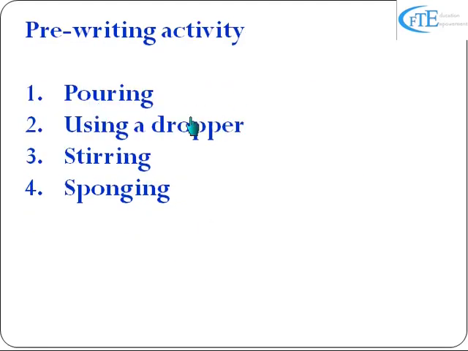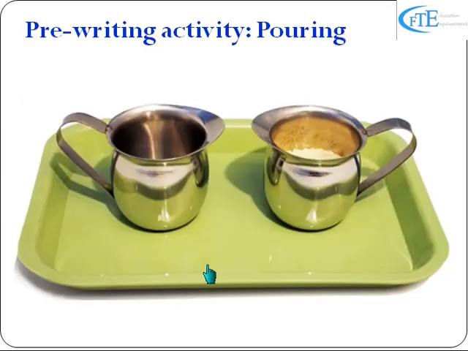Pre-writing activities: pouring, using a dropper, stirring, sponging. All these will develop a child's fine motor skills, strengthen the fingers, and develop writing tool holding strength. Pouring activities.